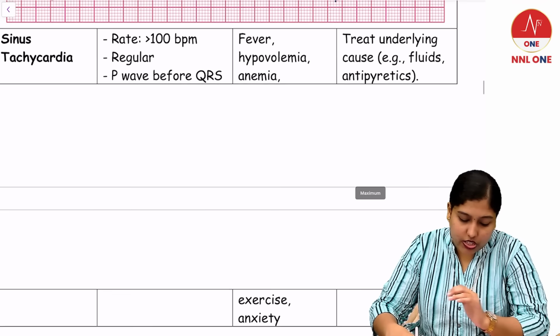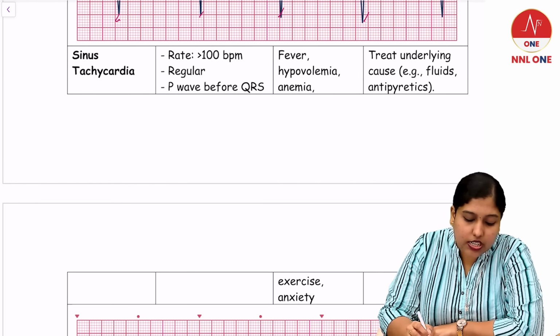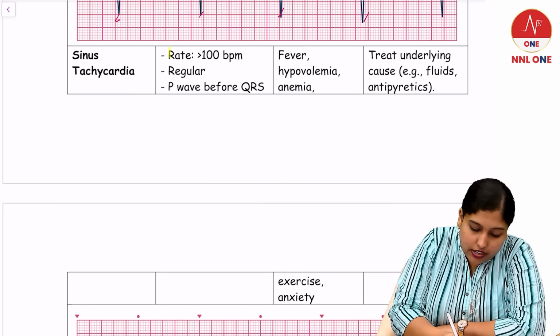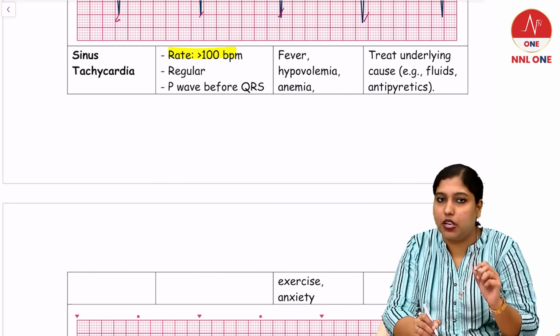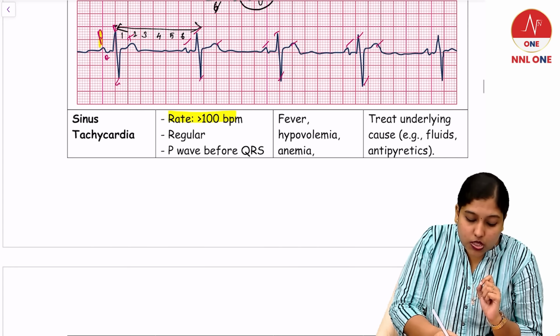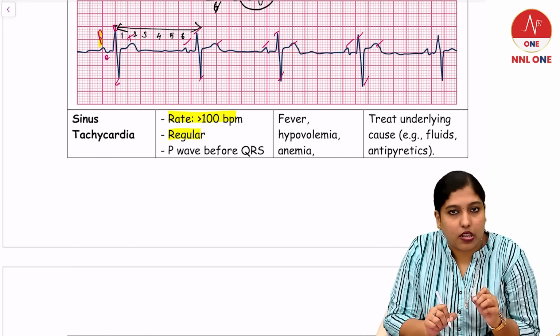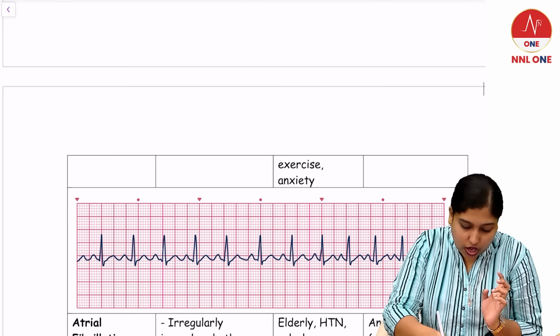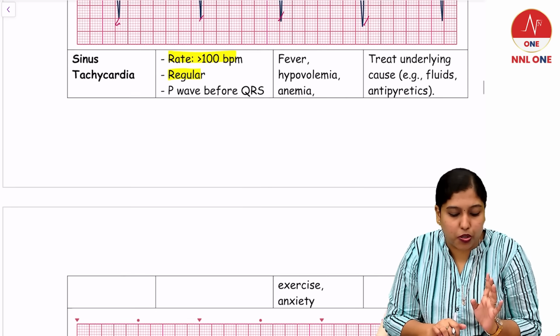Next we have sinus tachycardia. As we discussed earlier, sinus tachycardia is an increase in the heart rate. The heart rate will be greater than 100 beats per minute. Here also the rhythm is regular, and there are no abnormal changes in the rhythm. Every P wave is going to have its own QRS complex.